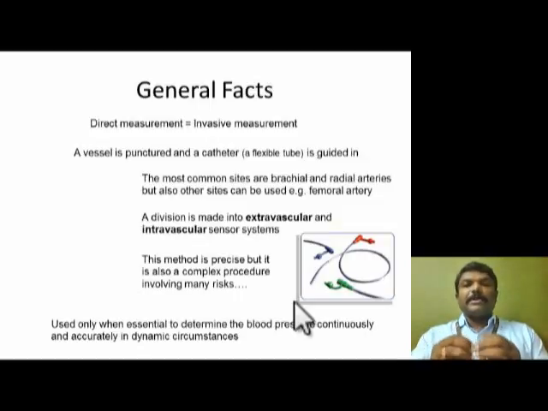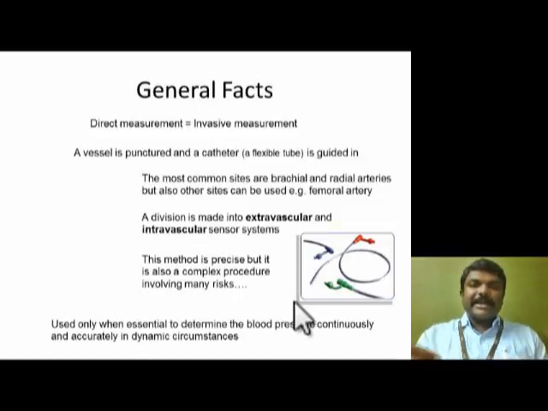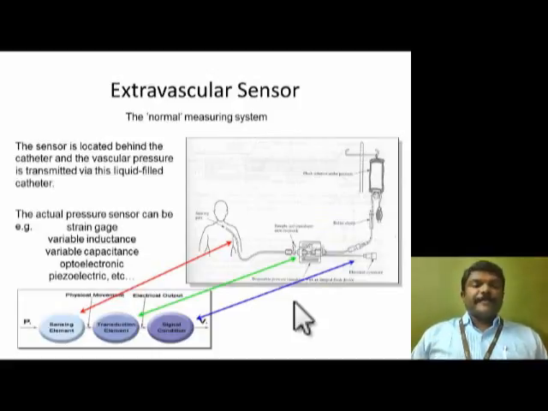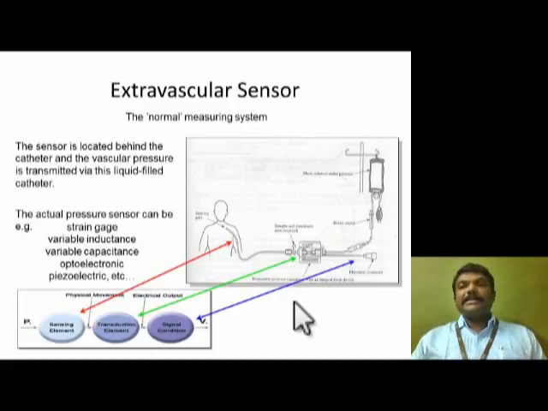If you are sensing the pressure at that one location where the pressure is generated, that is called intravascular sensing. If the sensing of the blood pressure is happening outside, then it's called an extravascular sensing system. We'll see them one by one. In extravascular sensing, the sensor is located behind the catheter. The catheter is a saline-filled catheter.